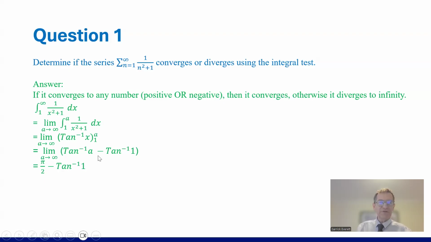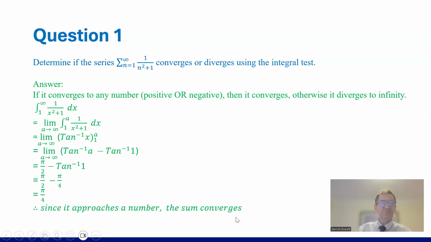And I've just left the 1 there, so you can see I'm doing one step at a time. Shift tan 1, you should know from your 45-degree triangle, is 45 degrees, which is pi on 4. So now I've got 90 degrees take away 45 degrees, or in terms of numbers, pi on 2 minus pi on 4, which gives us pi on 4. So that is a number, and since we've got a number, we're going to say it converges. Hopefully pretty straightforward, except for knowing that off by heart, which I don't expect you to do.